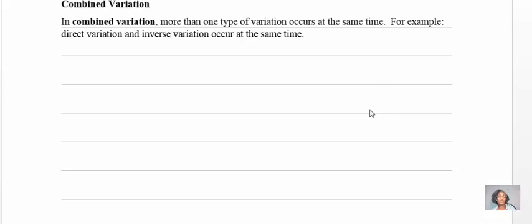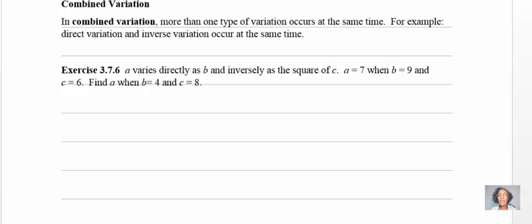Let's take a look at combined variation. In combined variation, more than one type of variation occurs at the same time. For example, direct variation and inverse variation occur at the same time. Let's look at an example of this. Here's exercise 6. A varies directly as B and inversely as the square of C.